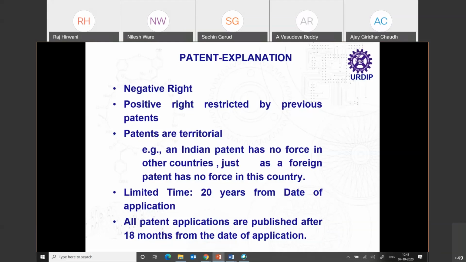Applications are published after 18 months from the date of application, irrespective of whether you get the patent or you don't. If you get the patent, your protection starts from the date of application, and if you sue somebody, the compensation will be retrospectively from the date of application. All your information is in the public domain.